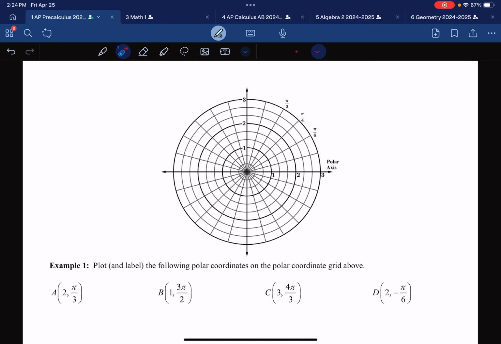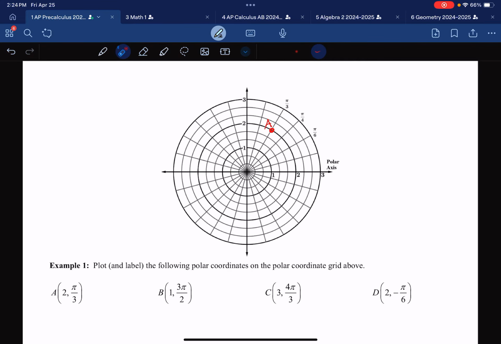Let's graph these, right? That'll be the best explanation. So I want to rotate pi over 3 and then go out a distance of 2. So pi over 3, it's labeled for us. So pi over 3 is this line right here, and I need to go out a distance of 2, which intersects right here. So my first point right here is A. Make sure you have these labeled as A, B, C, or D.